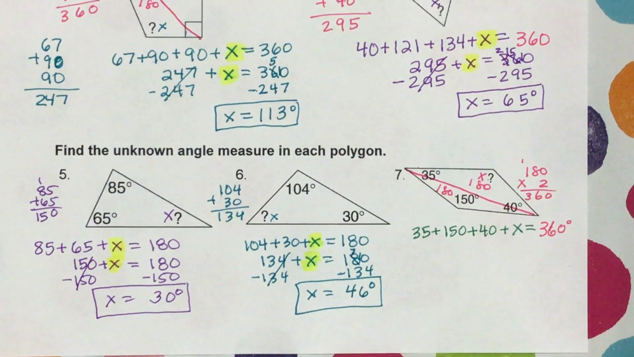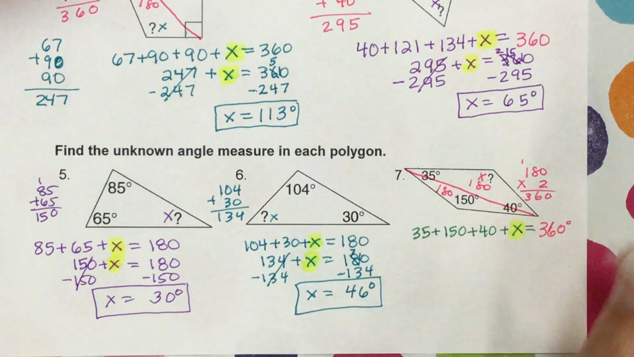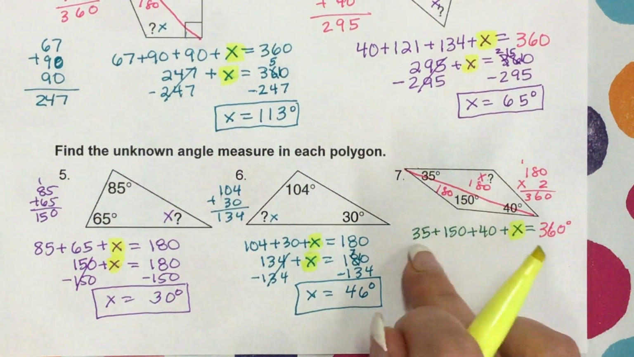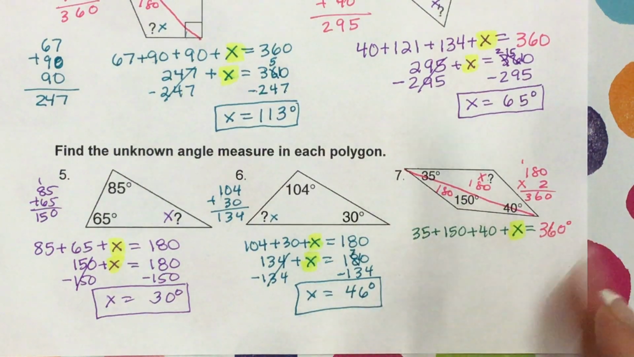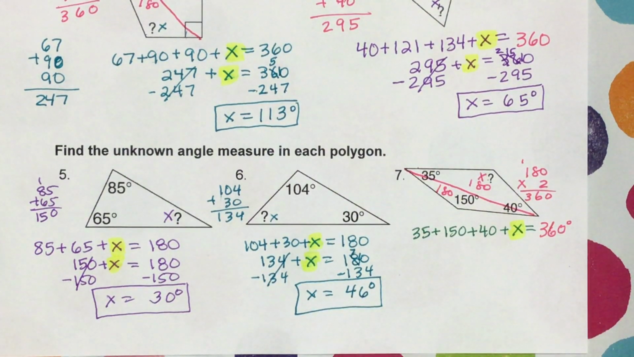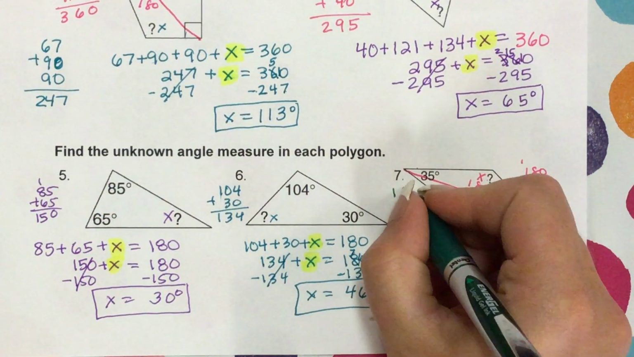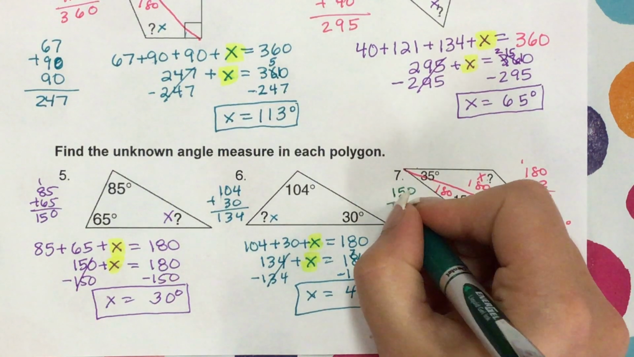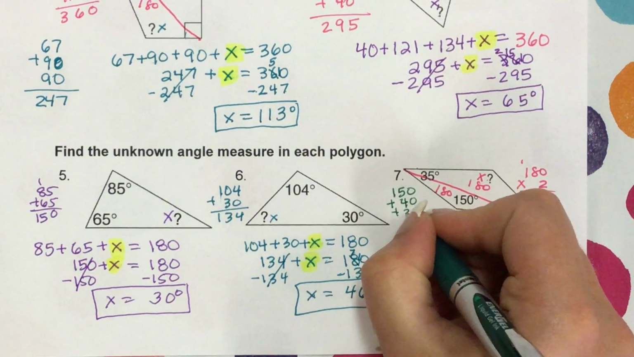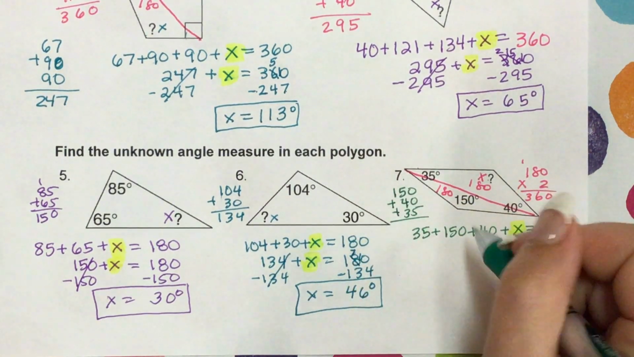Perfect. Now we just need to determine what x is, the unknown angle. To do that, we see that there's a whole bunch of stuff over here, so we're going to have to combine those like terms. So I'm going to add up 150 plus 40 plus 35. Ooh, that's going to be tight.